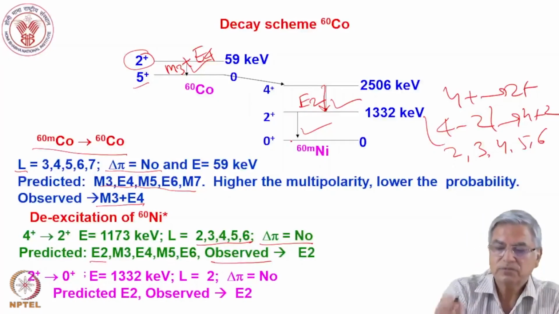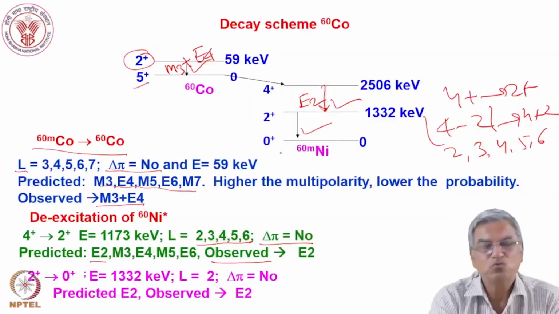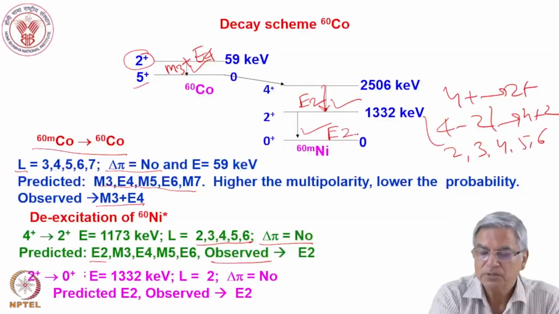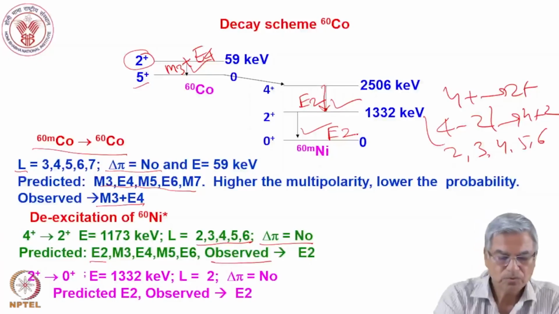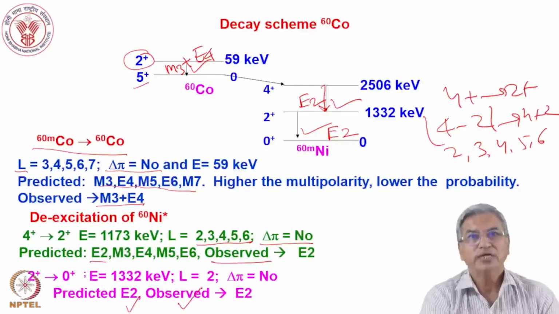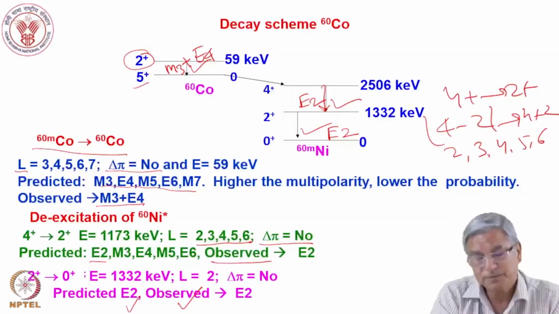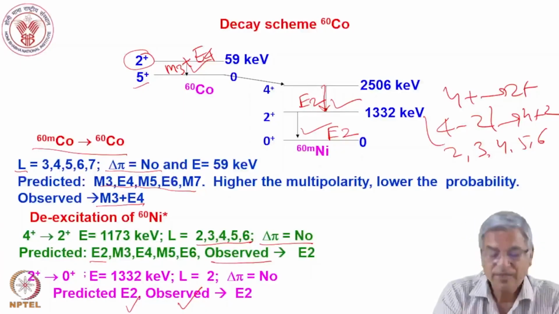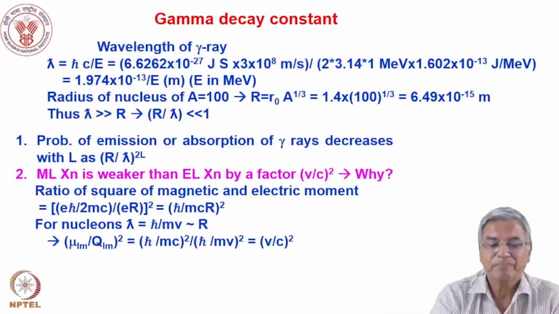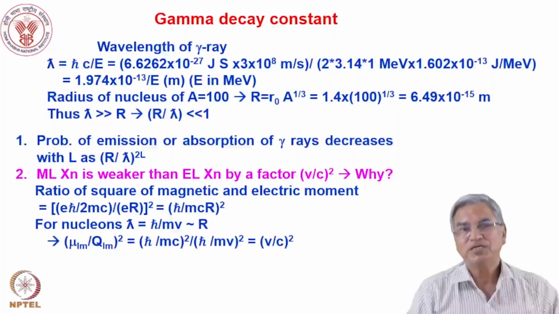Now let us come to the transition 2 plus to 0 plus. In 2 plus to 0 plus, we have 2 minus 0, which is 2 only, and no change in parity. So again, this also will be E2. So predicted value L equal to 2, delta pi no, is E2, and the observed value is also E2. That is how you can predict, and then there are experiments to measure the multipolarity of a gamma ray transition. So these are the selection rules for gamma decay. You can find out the multipolarity of a particular gamma ray.